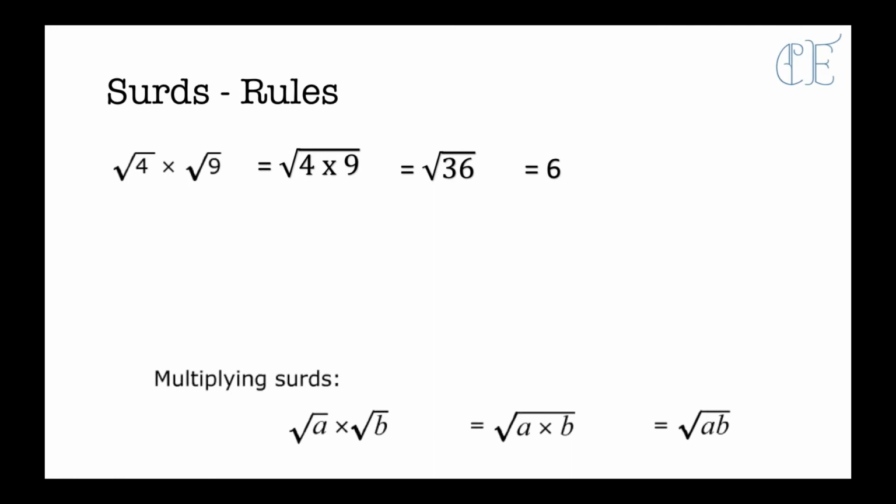So here are the rules of surds. The square root of 4 times by the square root of 9 can be written like this. So these can be written together without the times in the middle. So 4 times 9 can be in the square root, and 4 times 9 is 36. So the square root of 36 is 6. Multiplying surds means that you'll have root a times root b, which means you can multiply them together and write them under the same square root.